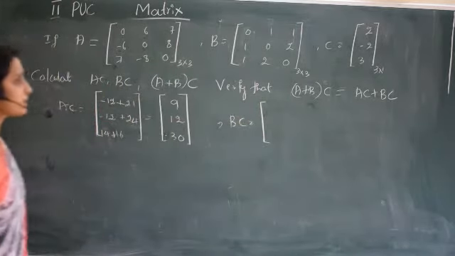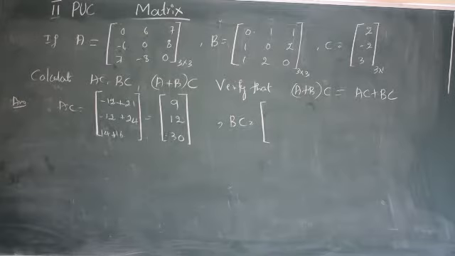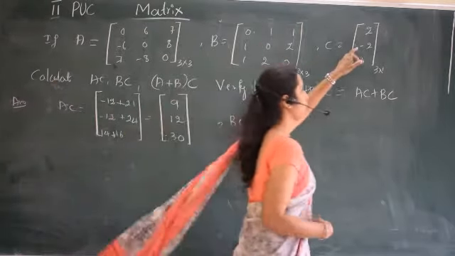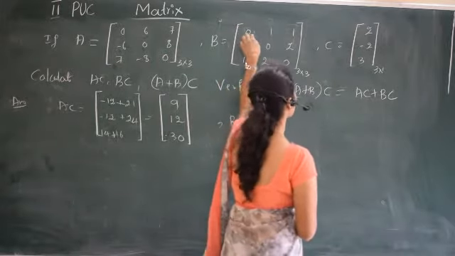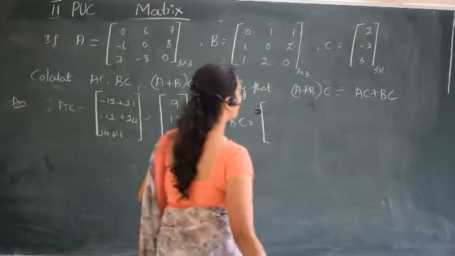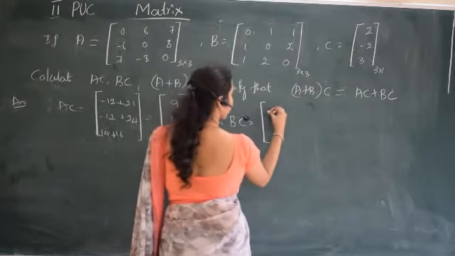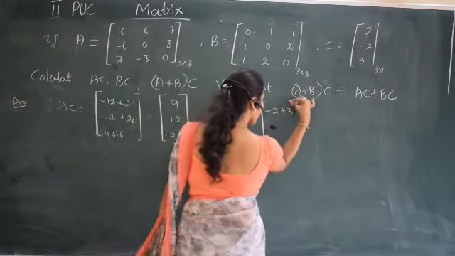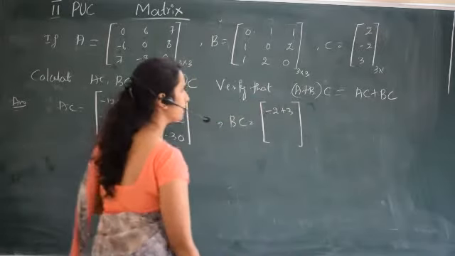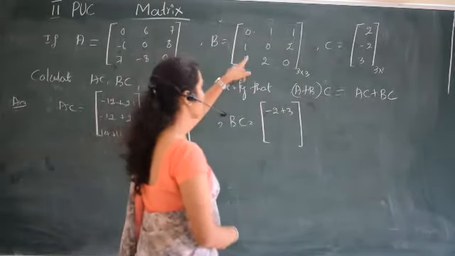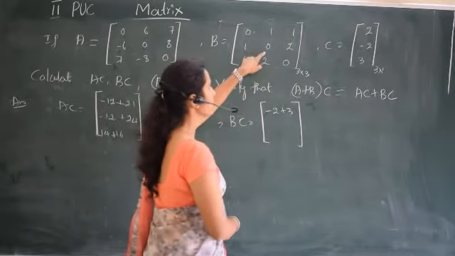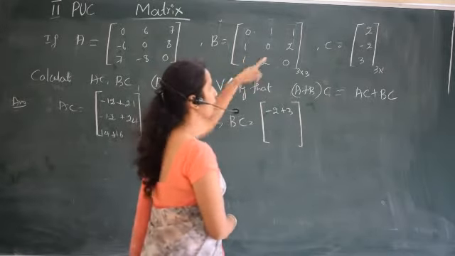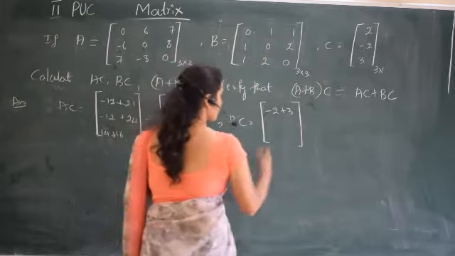B is a 3 by 3 matrix and C is 3 by 1, so we get a 3 by 1 answer. BC, first row into first column: 0 into 2 is 0, 1 into minus 2 is minus 2, 1 into 3 is 3. Next, second row: 1 into 2 is 2, 0 into 2 is 0, and 2 into 3 is 6. So 2 plus 6.